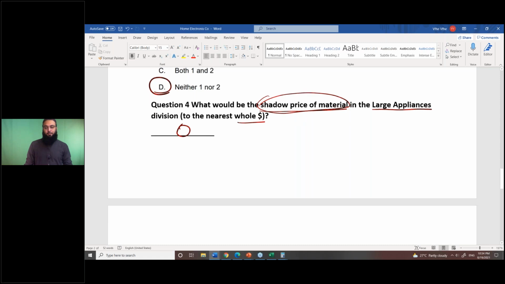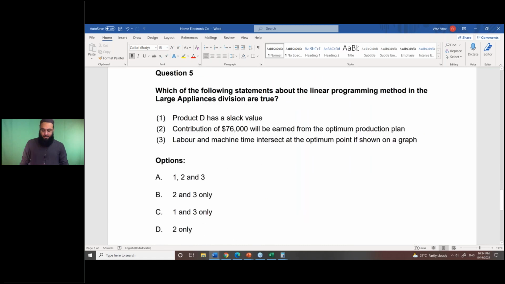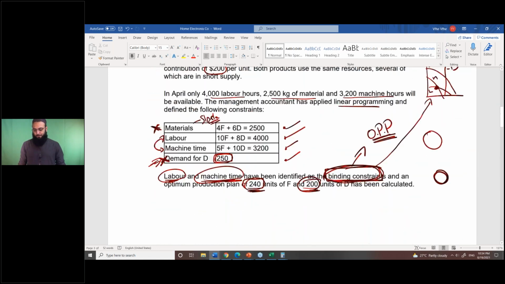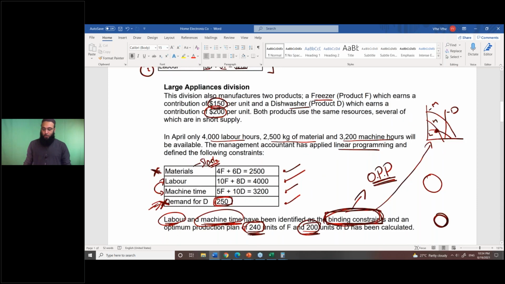Okay. The last one for today. Which of the following statements about the linear programming method in large appliance divisions are true? Product D has a slack value. Come on to me, I've already explained it. D has a slack value. Yes, because the answer was not at D's line, and this is very much obvious as well.